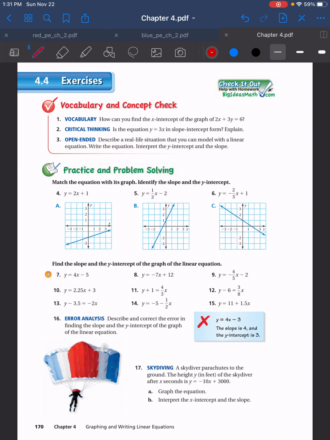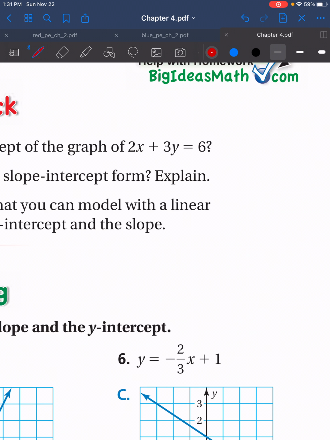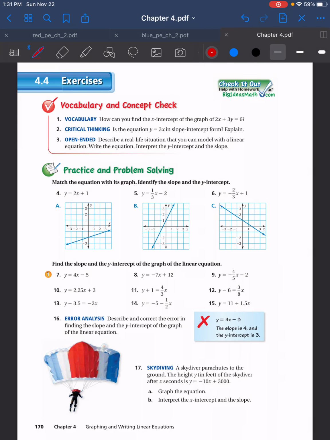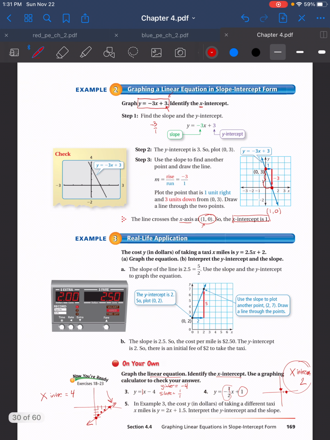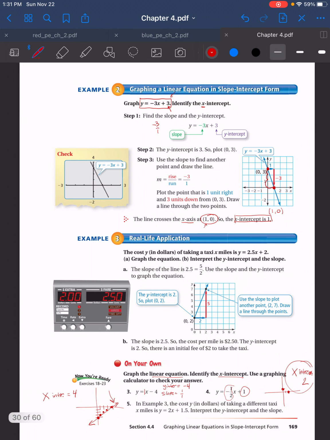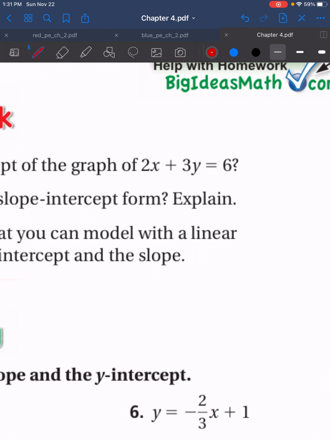Number 1, vocab. How can you find the x-intercept of the graph of this? First thing I do is I look at this and I see that this is not in slope-intercept form, okay? And we haven't got to that point yet where we do point slope form, but can I get y all by itself so that it is in slope-intercept form? I can. I just have a lot of steps to do that.